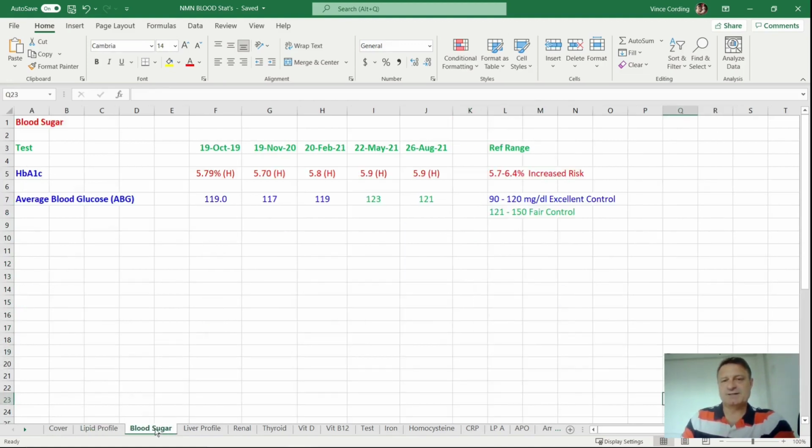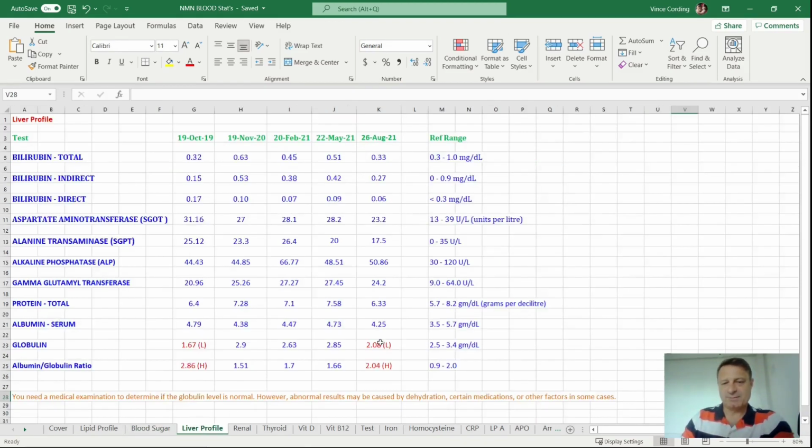So from lipids to blood, you can see here that my A1C is 5.9, which is what it was last time. 5.9 is just inside the increased risk area. Although it has gone up slightly since October 2019, it's very, very gradual. I'm not sure what the rate of increase in this is if I'm heading towards diabetes. Average blood glucose is now down to 121, and 121 is right on the cusp of between excellent and fair control, which is good.